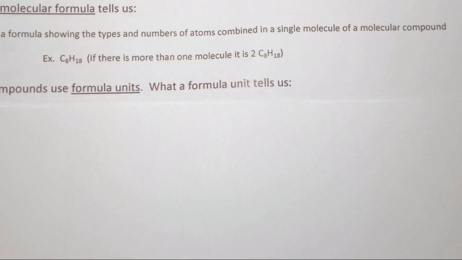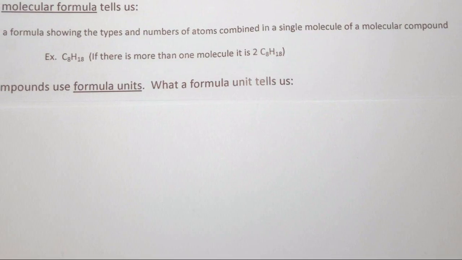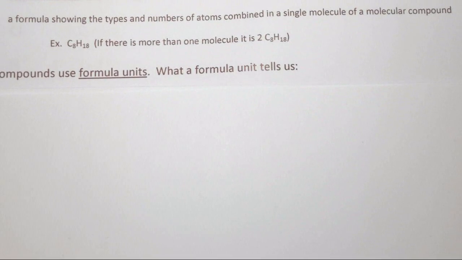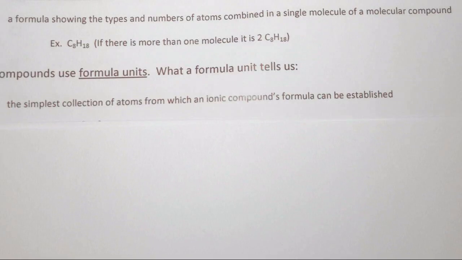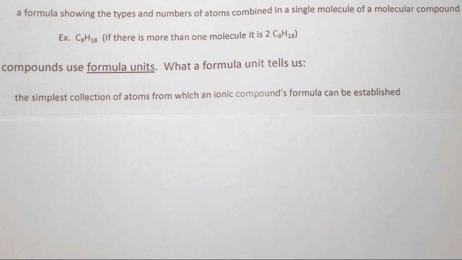For ionic compounds, we use formula units. And what a formula unit tells us is the simplest collection of atoms from which an ionic compound's formula can be established.